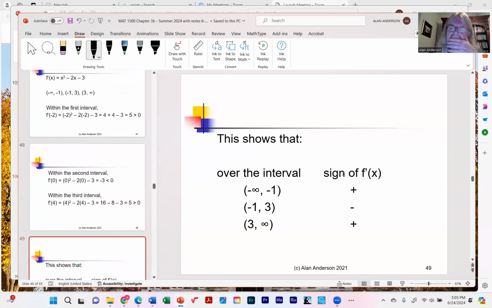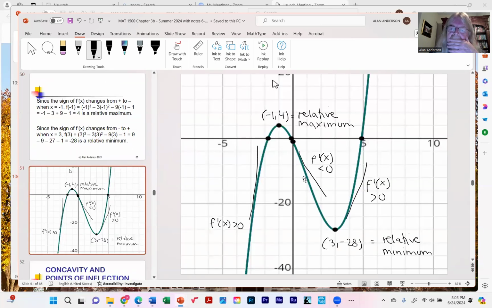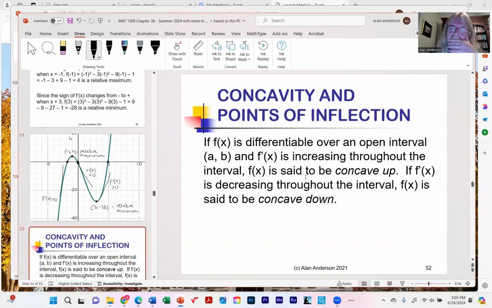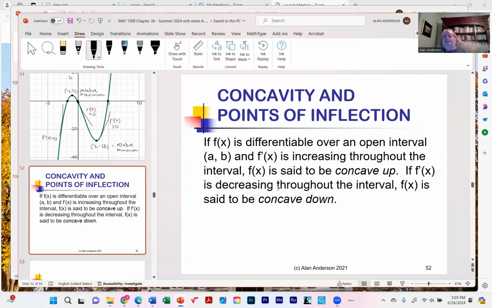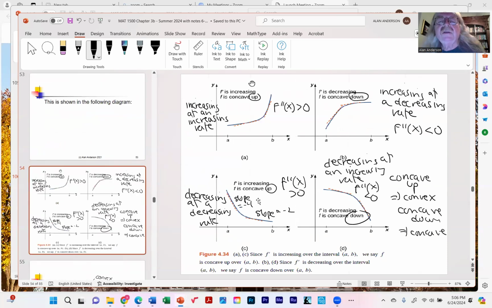Okay, so now we have some more interesting results. This notion of concavity and points of inflection. This is where the second derivative starts to get involved.